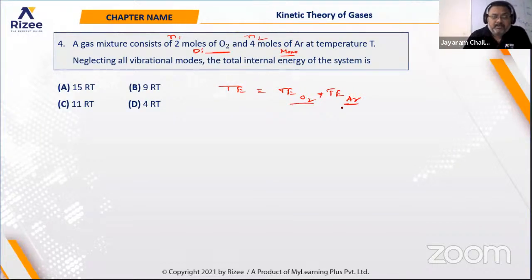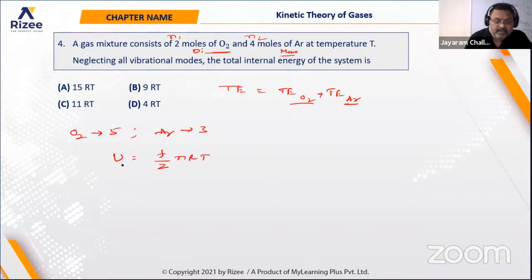So how to find this? What are the degrees of freedom for the O2? For the O2, degrees of freedom are going to be 5 because it's diatomic, and argon is monoatomic, so it will be only 3. So based upon the degrees of freedom, this is 5 and this is 3. Can we find their individual internal energies? That is, U is equal to f by 2 into number of moles into RT.